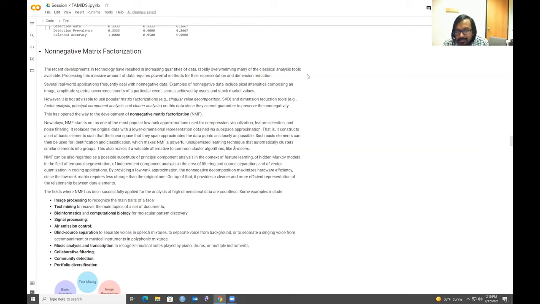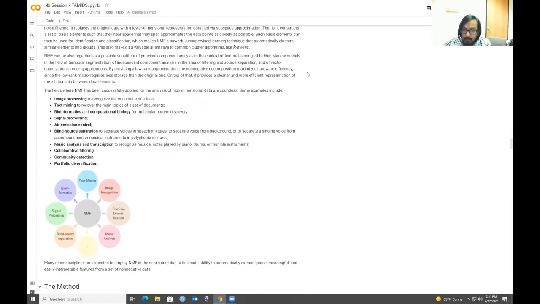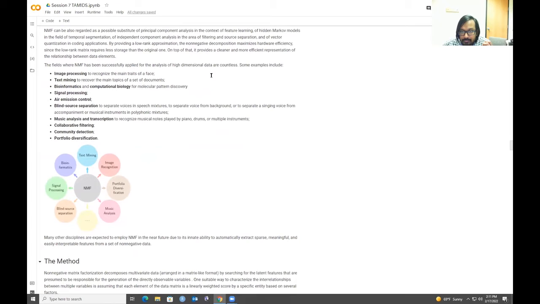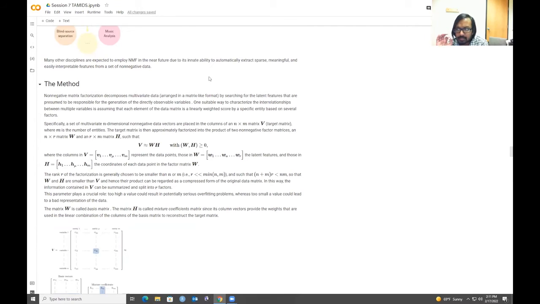And this has given rise to non-negative matrix factorization. Non-negative matrix factorization has a huge number of applications right now, from image processing to bioinformatics to signal processing to music analysis to portfolio diversification. The idea here is that you start with a high dimensional matrix with non-negative entries, and then you try to reduce the dimensions. So let us look at the method. The method is a little mathematical, but let us try to understand the concept behind it.